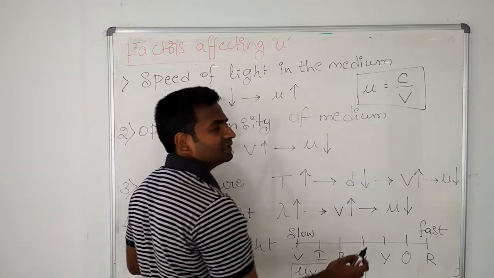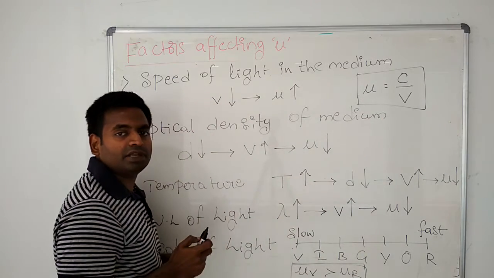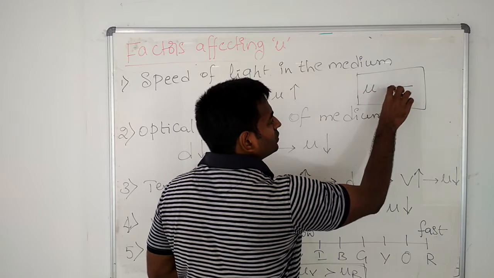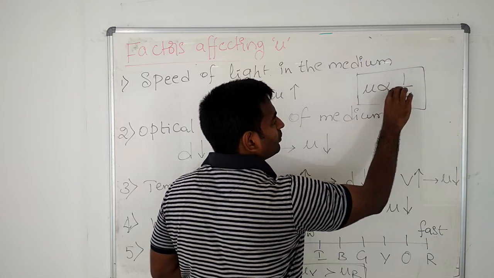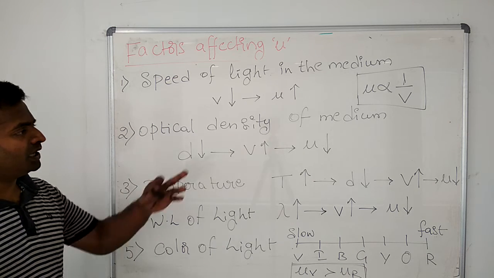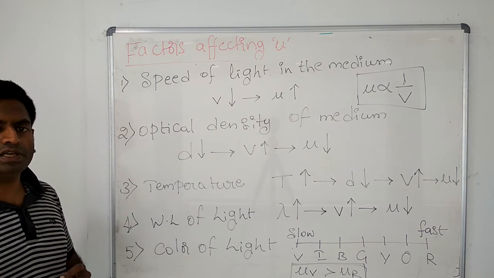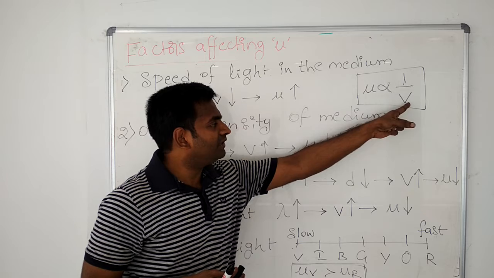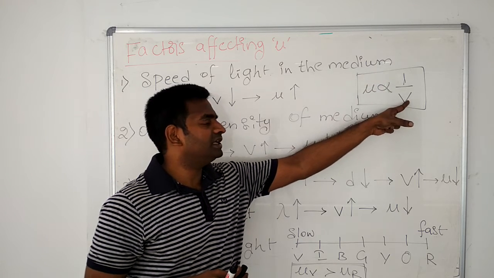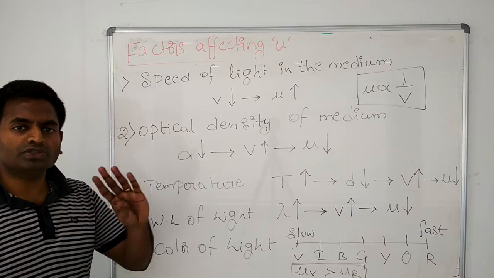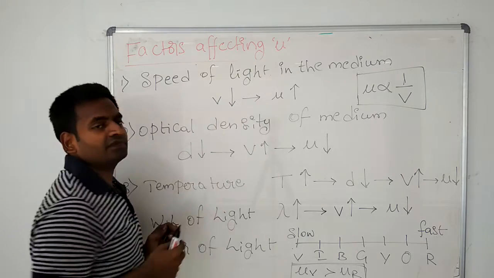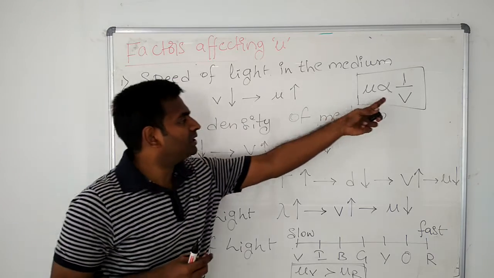C is the speed of light. V is the velocity of light in the given medium. So C is always constant. So I can write this as mu is proportional to 1 by V. Correct? I replace that constant with a proportionality. So that means if my speed of light is more, then my refractive index is less. If my speed of light is less, refractive index is more. So both are inversely related. That is what it is.